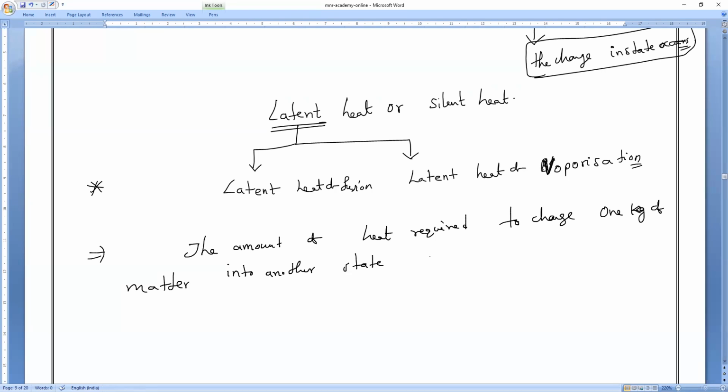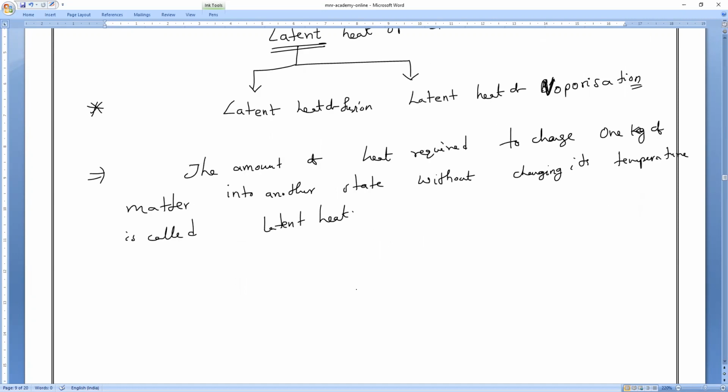During the change of state, something is constant. Who is constant? Temperature. Changing into another state without changing its temperature is called latent heat. Okay, are you able to write it, everybody? Are you writing or not? Please respond.